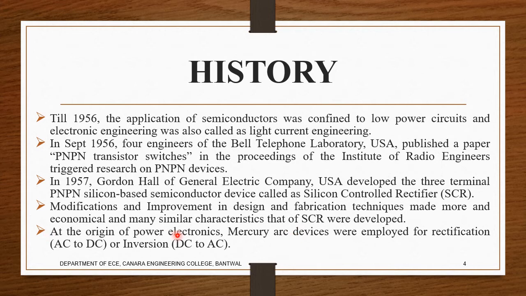At the origin of power electronics, mercury arc devices were employed for rectification or inversion, whether converting AC to DC or DC to AC. Mercury arc devices mean there has to be mercury present in a bulb type, and on that basis we used to get the conversion.